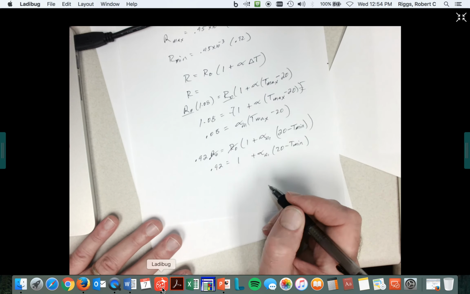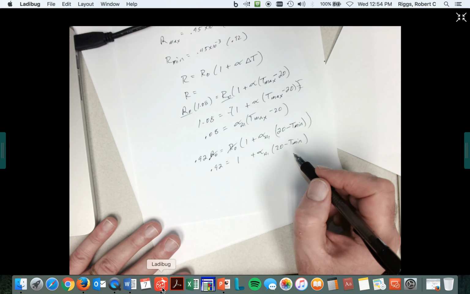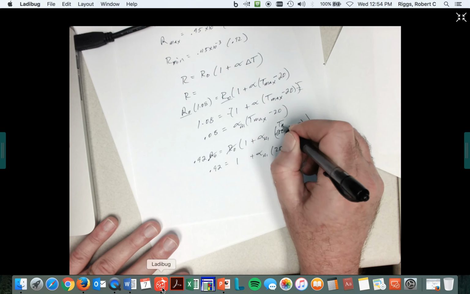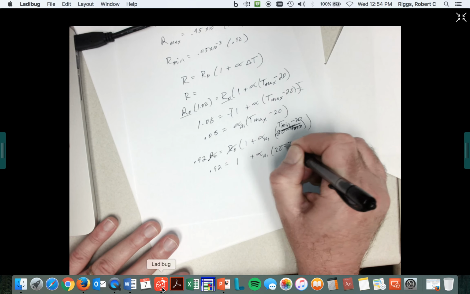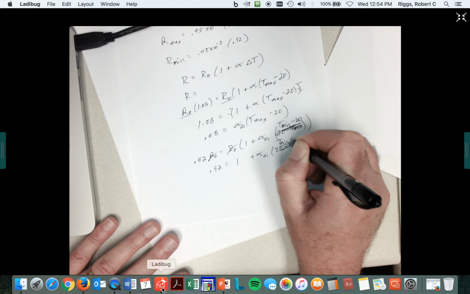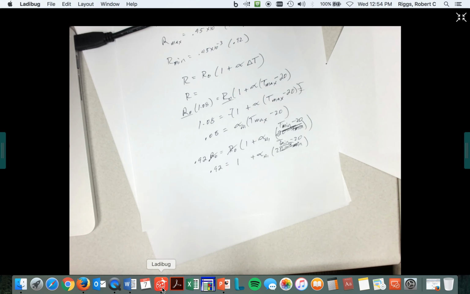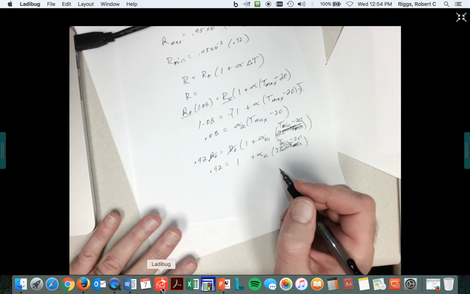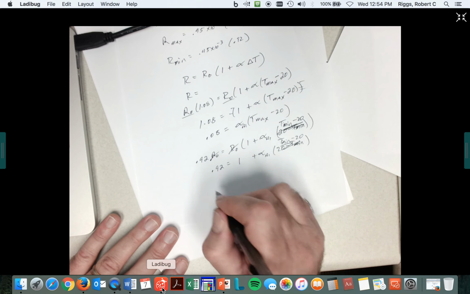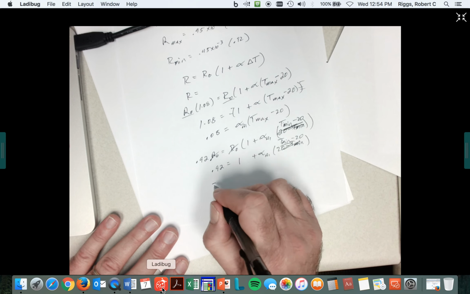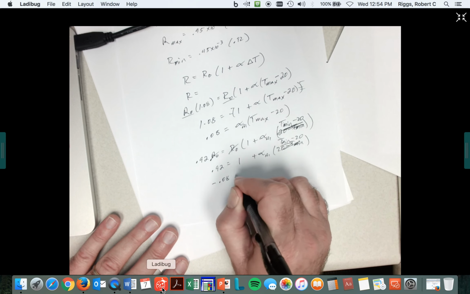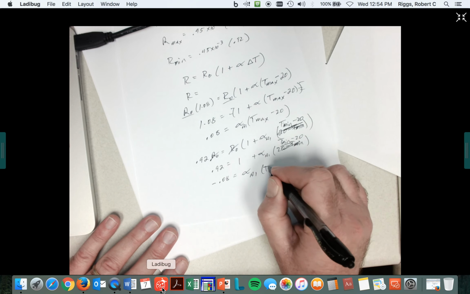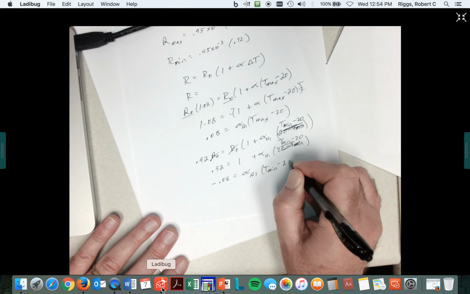Now look what happens. Shoot, T min minus 20. Sorry, that was the whole point of this. T min minus 20. Now look what happens, because T min has got to be positive, so we must wind up with a positive answer. So here's what we got: negative 0.08 is equal to alpha for aluminum times T min minus 20.